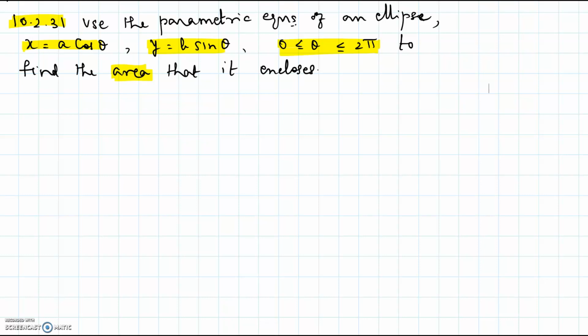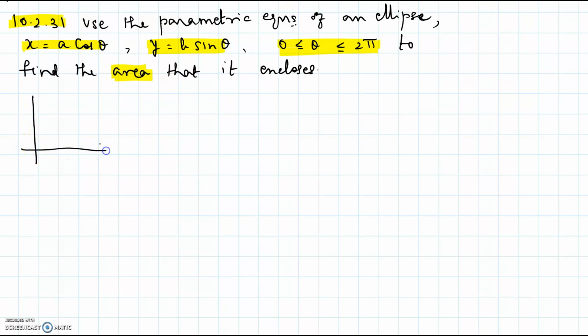Hi, in this video, I will be showing you problem number 31 of chapter 10 section 2. Use the parametric equations of an ellipse x equal to a cosine theta, y equal to b sine theta, where theta lies between 0 and 2 pi, to find the area that it encloses.